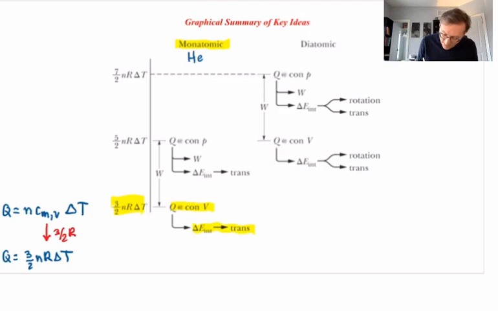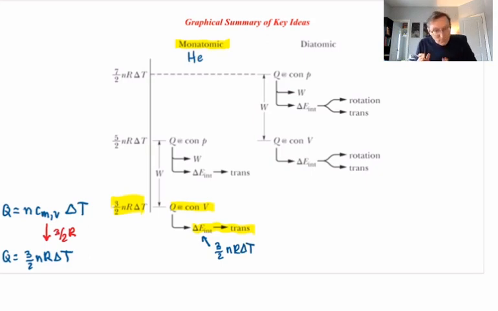And here the formula for delta E internal from the equipartition theorem is F over 2 nR delta T. 3 halves nR delta T. The same as the Q formula, because all of the Q went to the delta E internal.